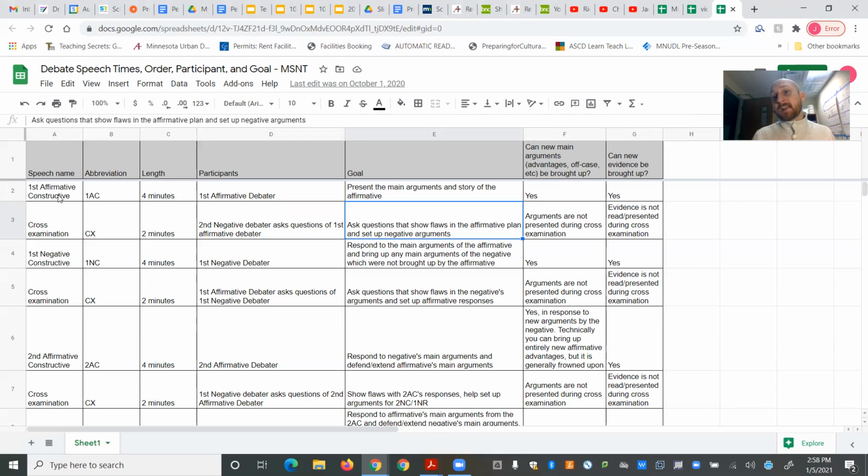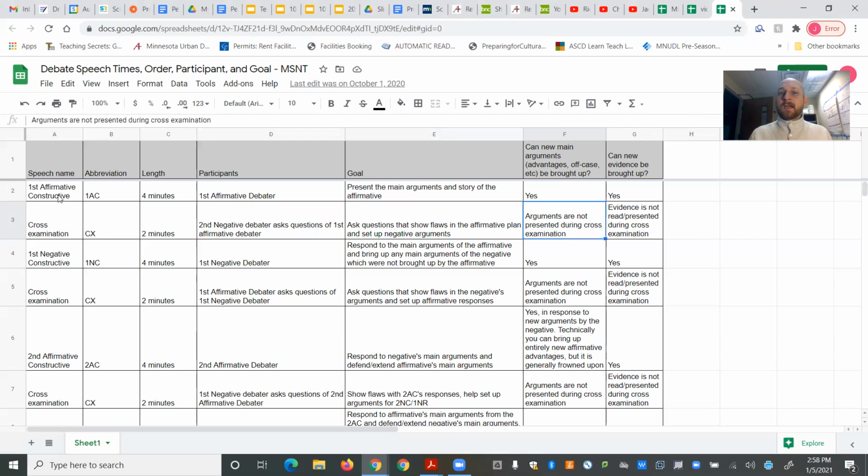So let's say you're the negative and you want to be able to say that the affirmative plan is going to cost too much, and then we're going to have to take that away from education or healthcare or whatever. It's going to be bad. So maybe you want to ask some questions like, how much would this plan cost to pass? Where does the money come from? Have other things been done like this before? And how much did those cost?